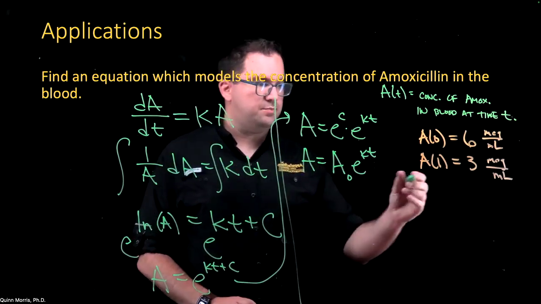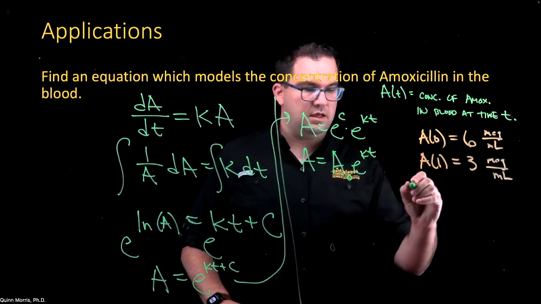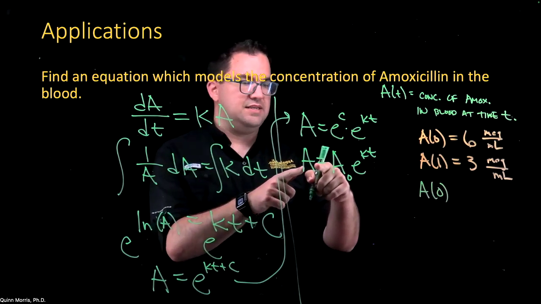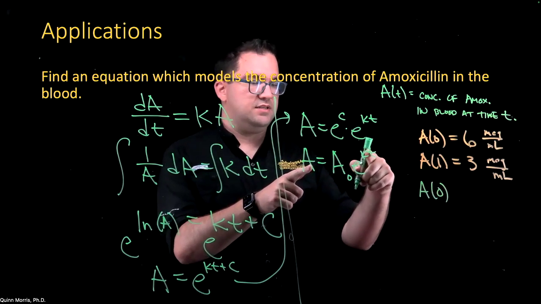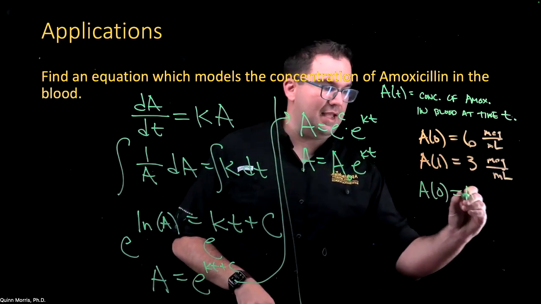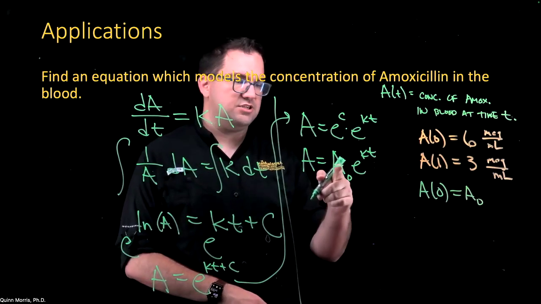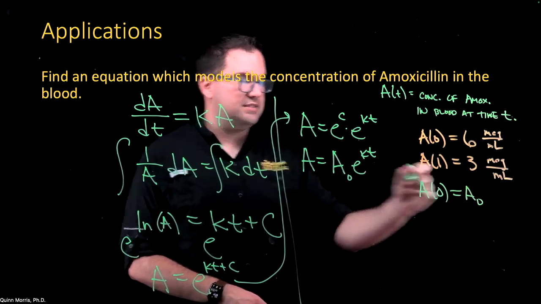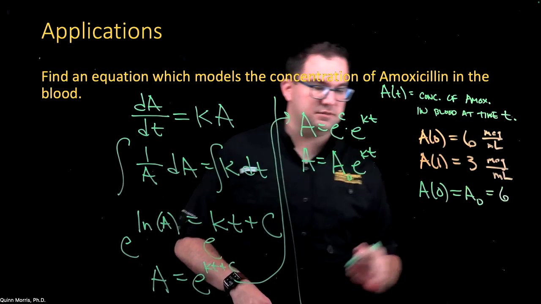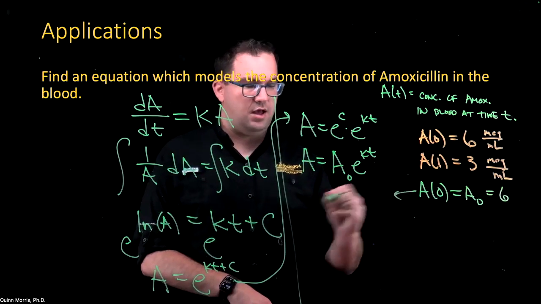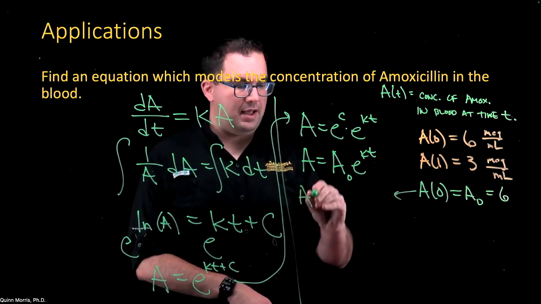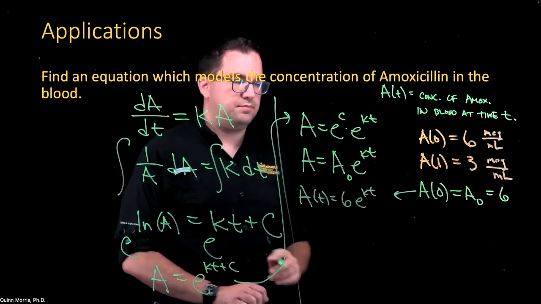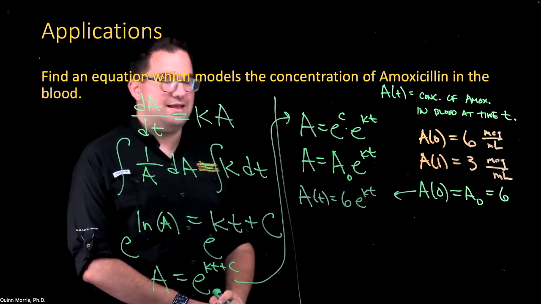Well, if I use the first piece of information, A of 0. If I look here, if I plug in T as 0, I'll get e to the 0, that's just 1, so I'll just get A0. That's actually why I called this A0, because when you plug in T equal to 0, you just get A0, and that amount is 6. So I can use that to update and say my A of T is 6 times e to the kt.